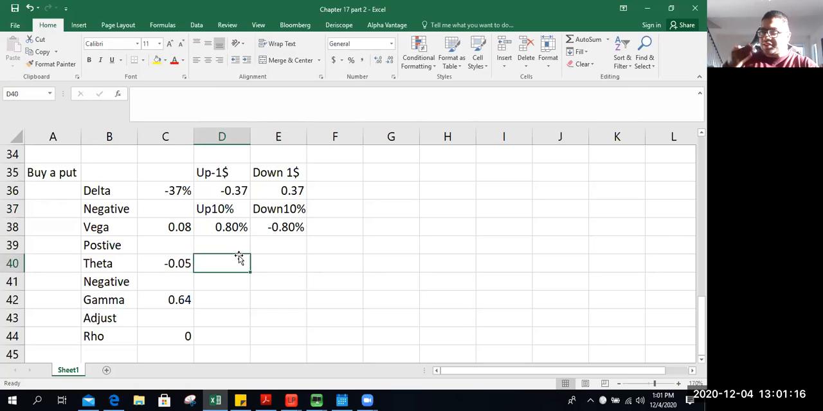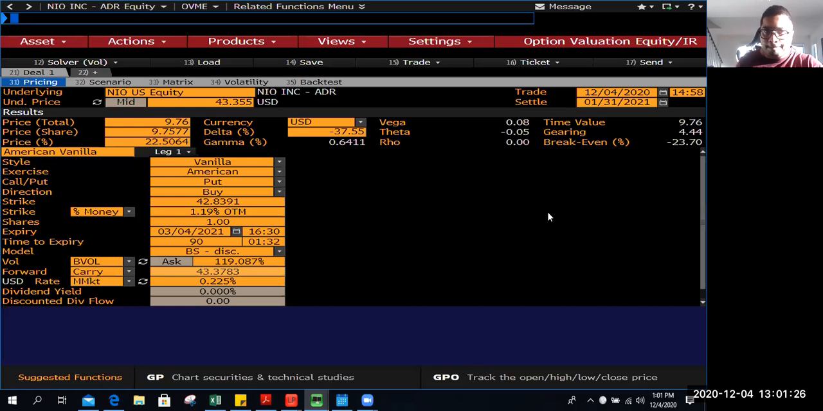Theta, each day that passes, you're going to lose 5 cents. Gamma, the adjustment that you have to make, and rho is zero. So this was one. So let's look at one more.